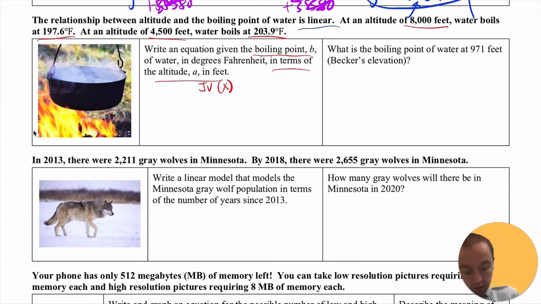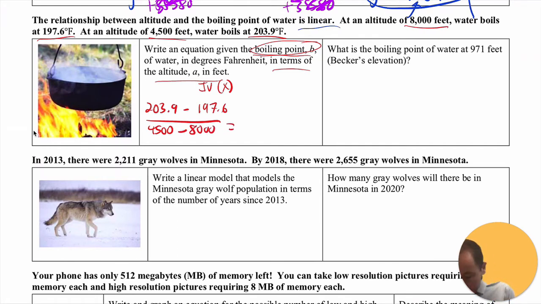Again, we're treating the y's as the boiling points, the temperatures. So you'd want to take the change in the temperatures and then take the corresponding heights, so 4,500 minus 8,000. When you subtract the top, you end up with 6.3. And when you subtract the bottom, you end up with negative 3,500. If you divide that out, it gives you an ending decimal of 0.0018.